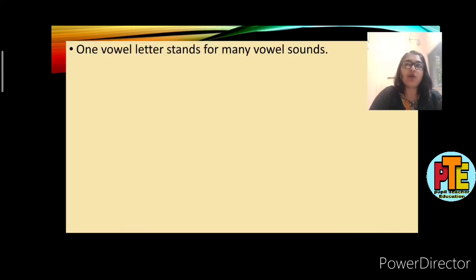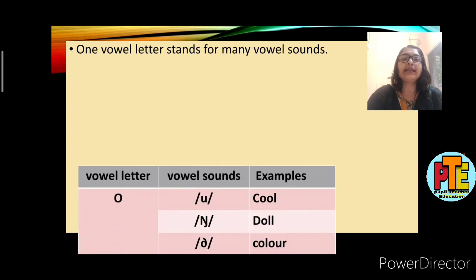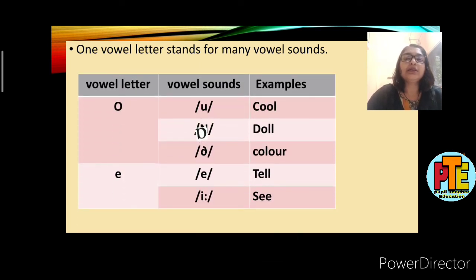There are 5 vowel letters which represent 12 pure sounds and 8 vowel sounds in combination. Among these 5 vowel letters, one vowel letter represents many sounds. Like vowel letter O is pronounced as U in cool, O in doll, A in color. Same way, letter E is pronounced as A in tell and long E in see.